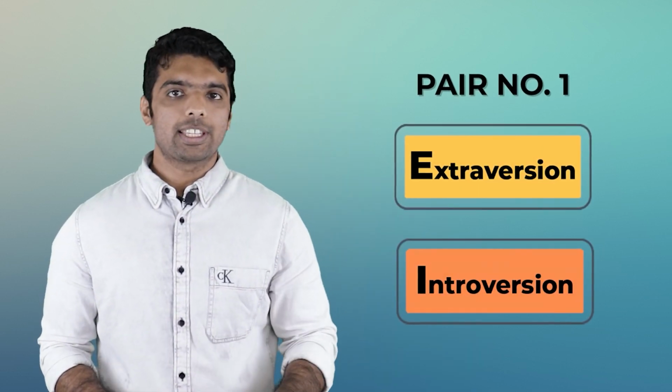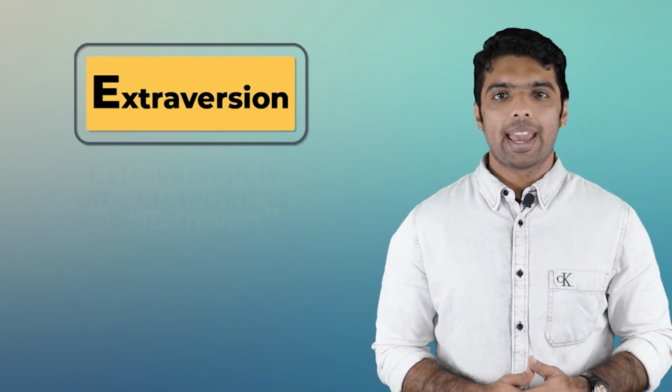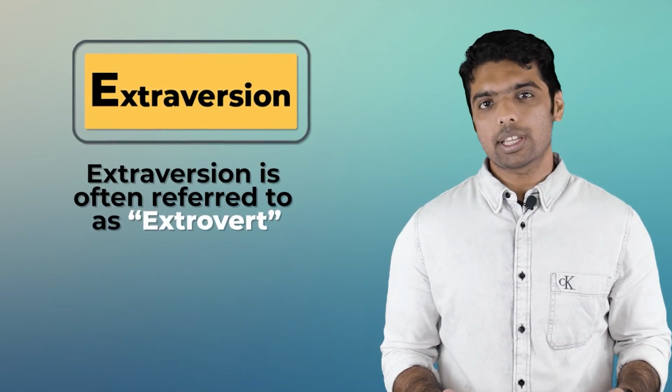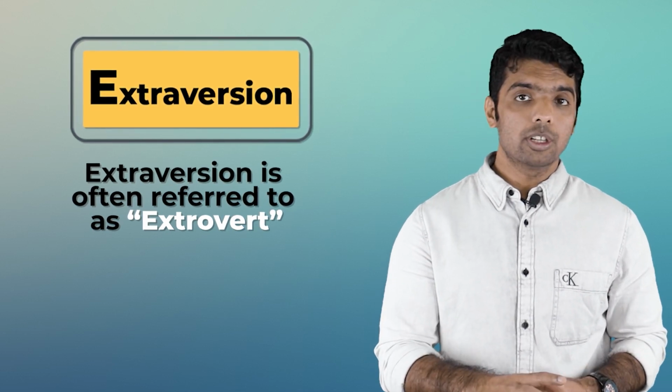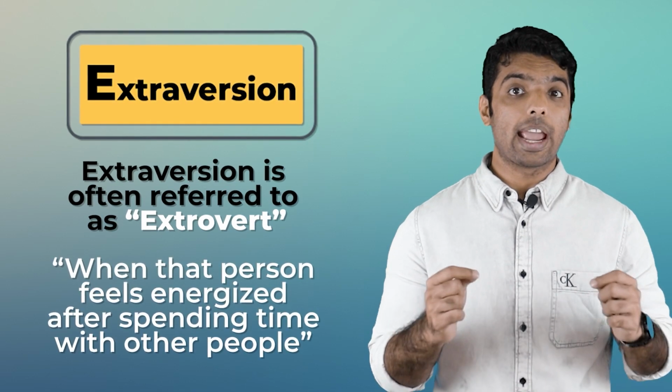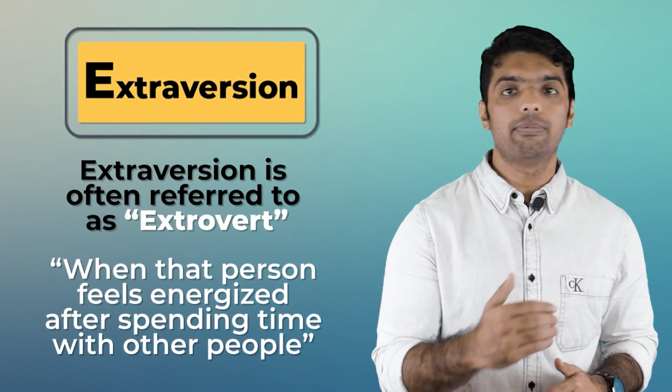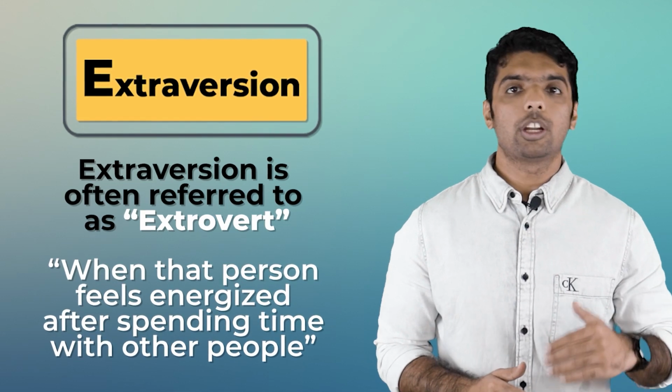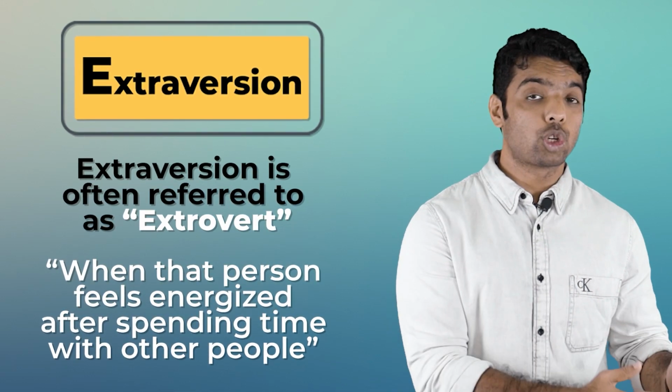Now in this particular video, I'm going to discuss each pair in much more detail with a practical example. So let's start discussing pair 1, which is extraversion and introversion. Let me start with extraversion. Extraversion is often referred to as extrovert. We can call a person an extrovert when that person is getting energized by spending time with other people.